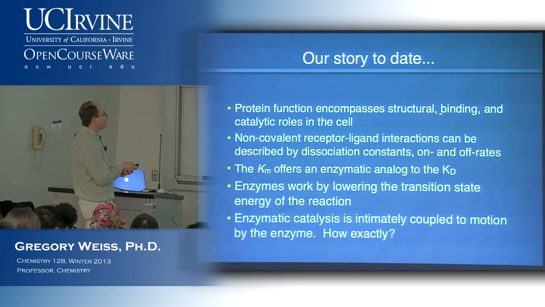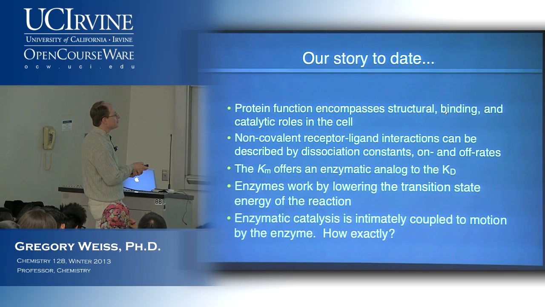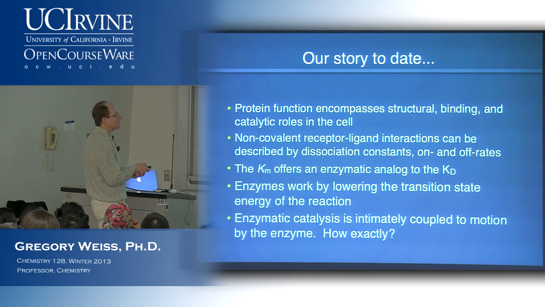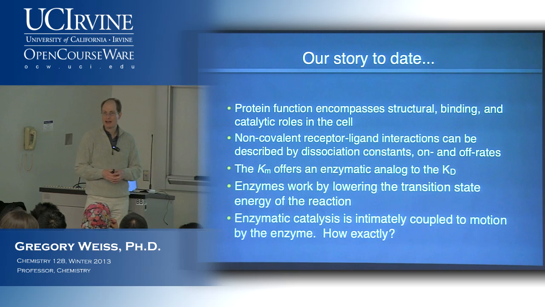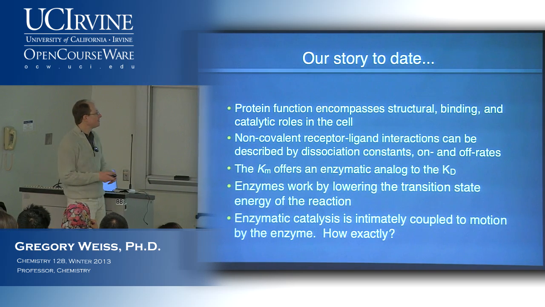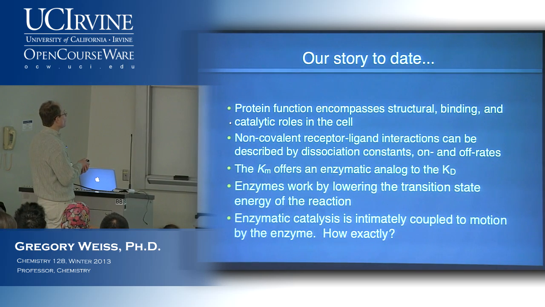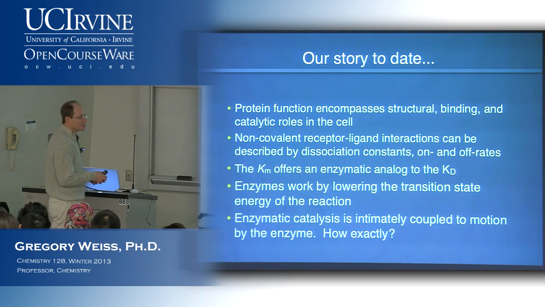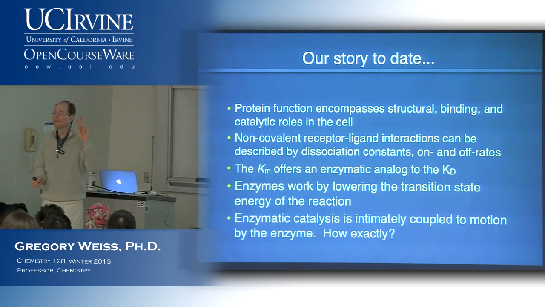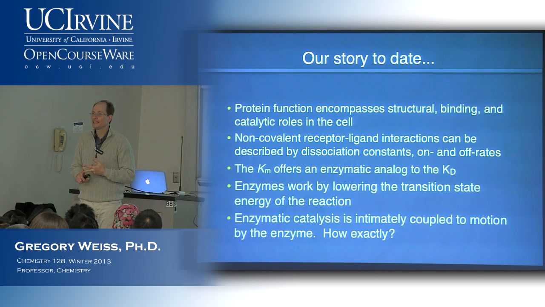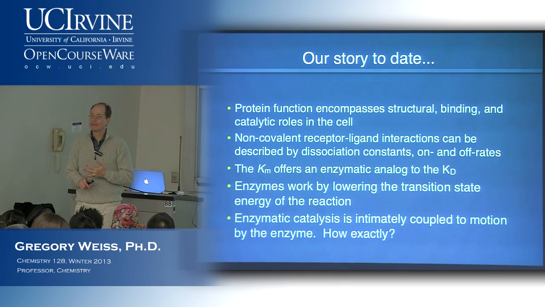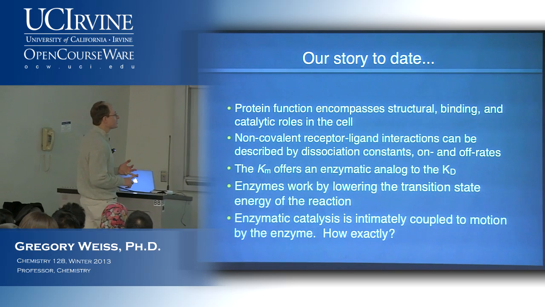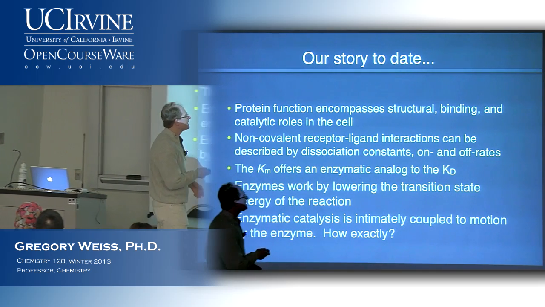We also talked about binding. The example we saw there was FKBP binding to FK506 and rapamycin. And finally, we're now up to the part where we can start talking about catalysis. So protein function has at least three major roles inside the cell: structure, binding, and catalysis. And when we talked about the repeat proteins, for example, we saw a great example of binding.